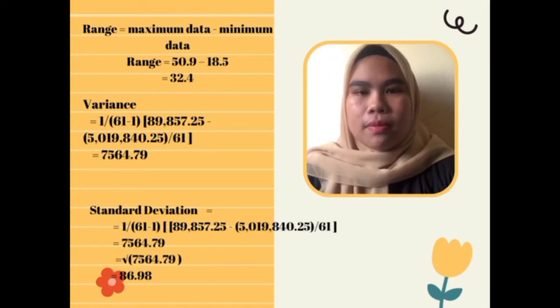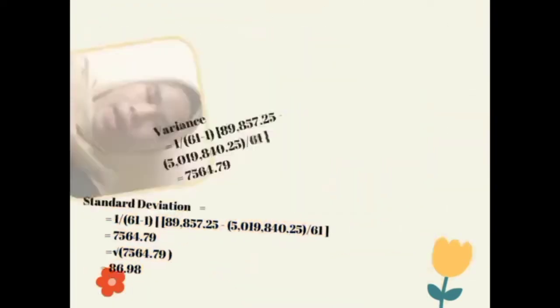It is the measure of dispersion most often used along with the standard deviation, which is simply the square root of the variance. So the final sum is 7564.79. Last, the third measure of variation is standard deviation. A standard deviation is a measure of how dispersed the data is in relation to the mean. So the final sum is 86.89.